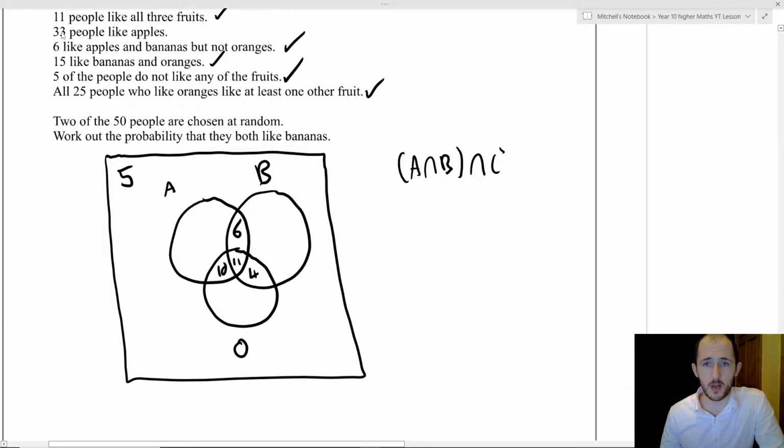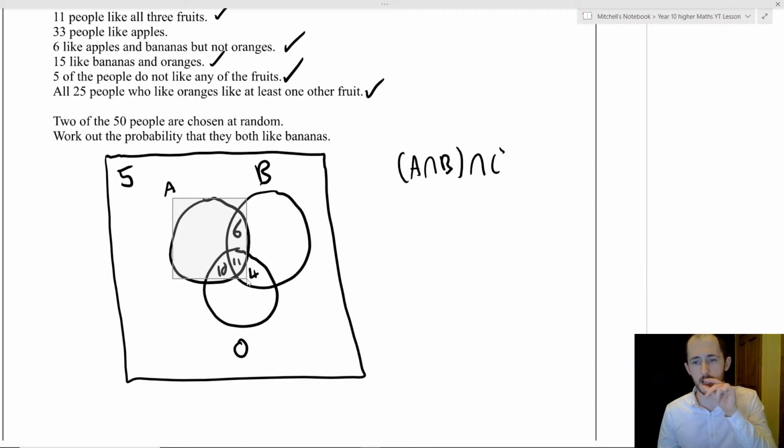So 33 people like apples. So everything in this circle here should add up to 33. Currently I have 10 plus 11, which is 21, plus 6, which is 27. So to get to 33, I'll need another 6. Hope that makes sense.